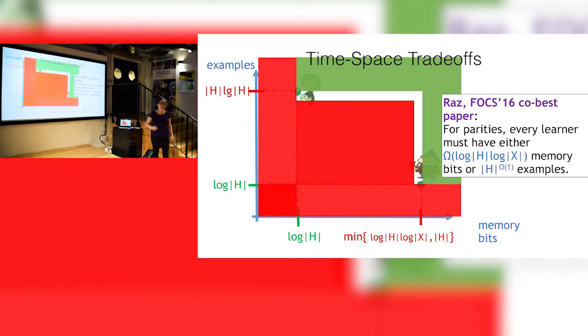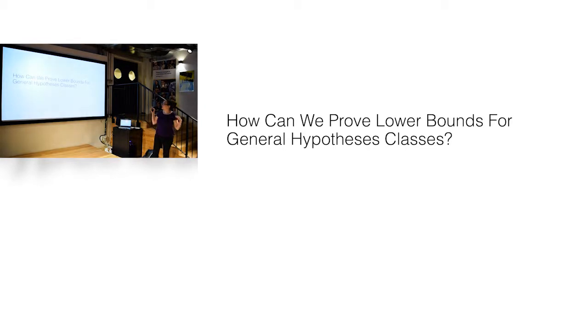And indeed, Ran Raz was able to prove that the problem of parities is difficult in bounded memory. He proved a very strong lower bound. He proved that we must use at least log n times log n memory bits, or about n examples. But this result is only for one specific class of parities. And what I wanted to know is what's going on in the general case. So how can we prove lower bounds for a general hypothesis class?